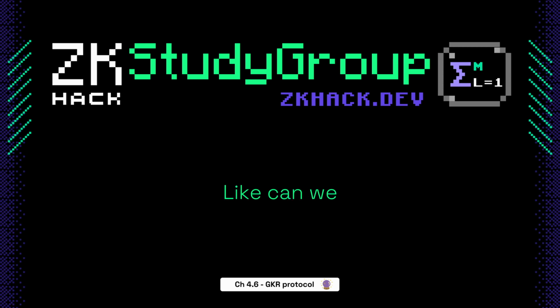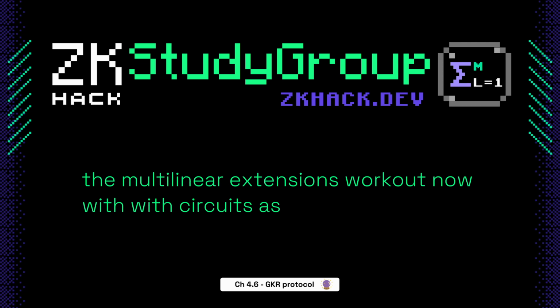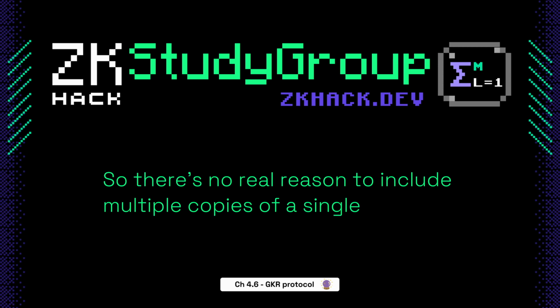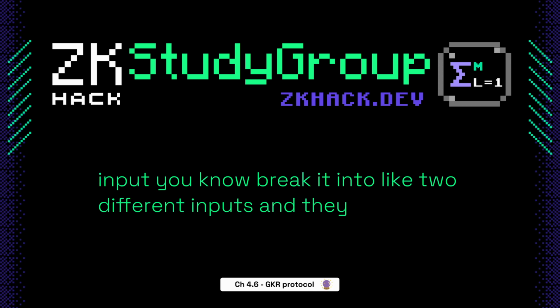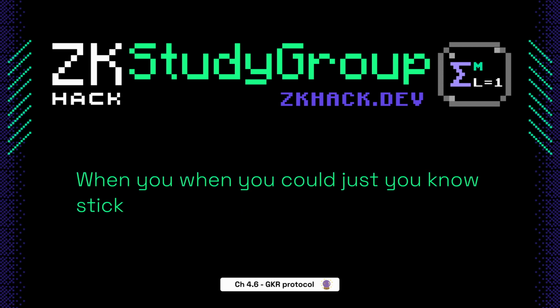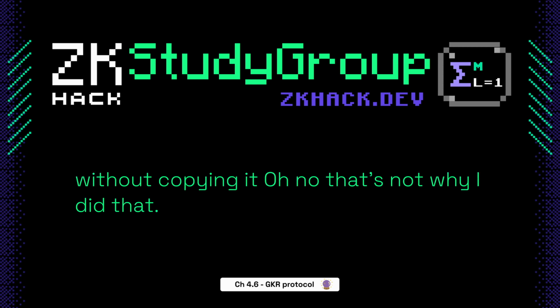No, I just wrote down some arbitrary input there that made the multilinear extensions work out. Now with circuits as opposed to formulas, the fan-out can be as big as you want. So there's no real reason to include multiple copies of a single input, breaking it into two different inputs and forcing them to be the same value, when you could just add an extra outgoing wire from the one input without copying it. So that's not why I did that.